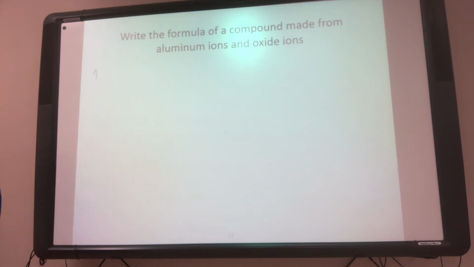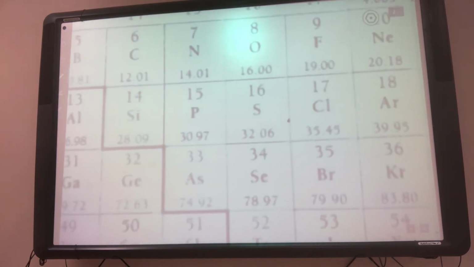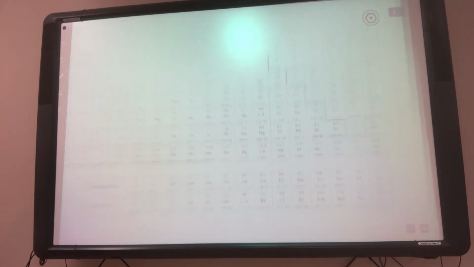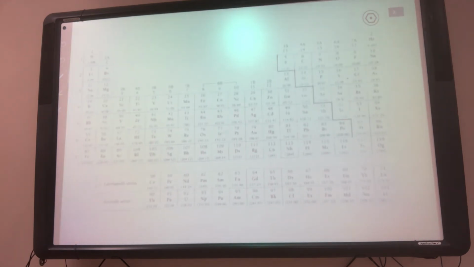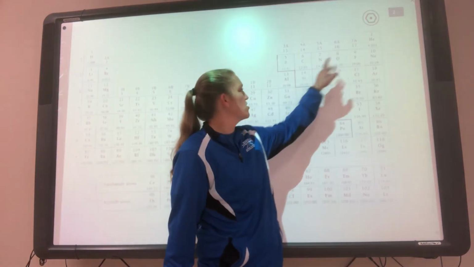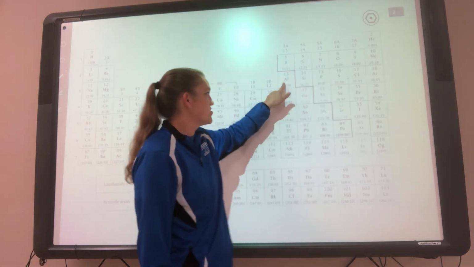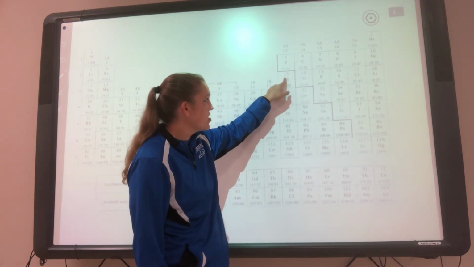So step 1 was to write the symbol for the metal cation and its charge. So we've got aluminum ions and oxide ions. So we have to figure out which one's the metal. So we have aluminum and oxygen. So here's aluminum right here, and here's oxygen. So aluminum is going to be my metal, oxygen is going to be my non-metal. So here's the symbol for aluminum, okay?